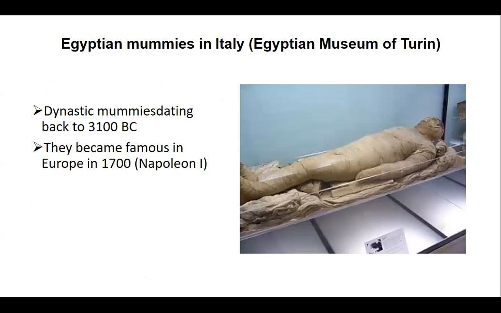The dynastic mummies date back to 3100 BC until the fourth century AD. And we know them from the Egypt campaign in the 18th century with the conquest of Napoleon the First. But with Herodotus of Halicarnassus, today we know a lot of information. He lived in the 5th century BC, and he was a great historical reporter, telling us about the funeral rite and embalming for the first time.